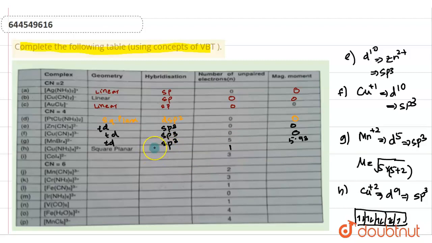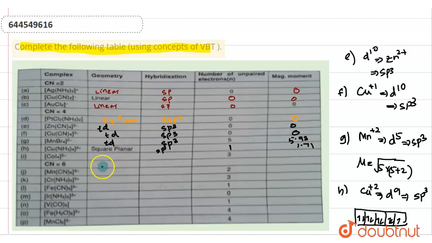sp3. It will be sp3 hybridized and square planar system. So it will have unpaired electron, root 1 into 1 plus 2, root 3. So it will be 1.71. 1.71 will be the answer of the system.